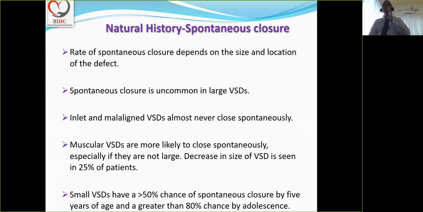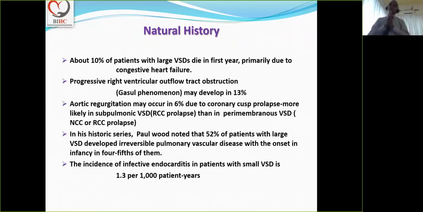On the other hand, muscular VSDs are the ones most likely to close spontaneously. Unless they are very large, they have an excellent chance of decrease in size at least in 25% of the patients and complete disappearance in a much larger number if it's a small VSD. So a small VSD, especially if muscular, has a more than 50% chance of spontaneous closure by 5 years of age and more than 80% chance by adolescence. This is the good part of it, the ones that close and the ones that do not close.